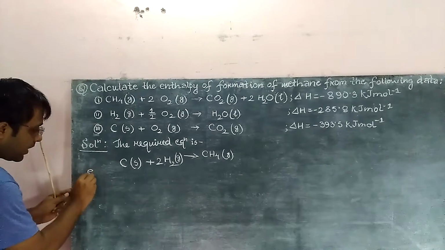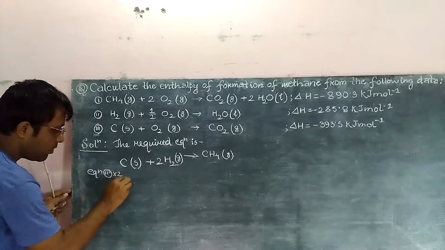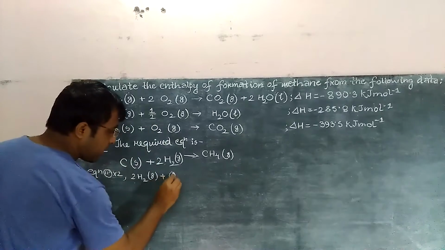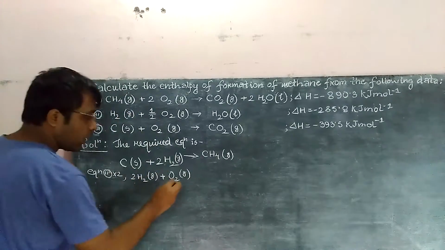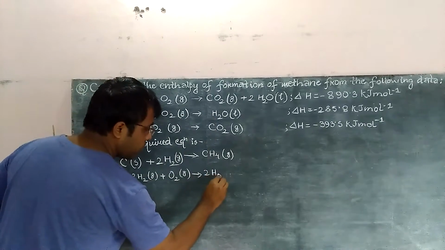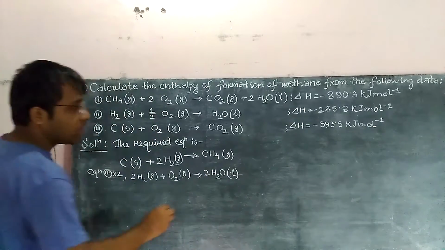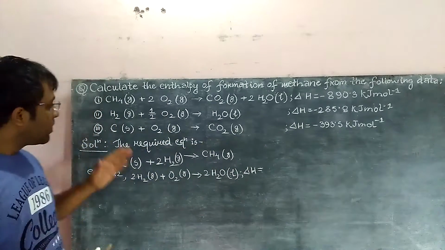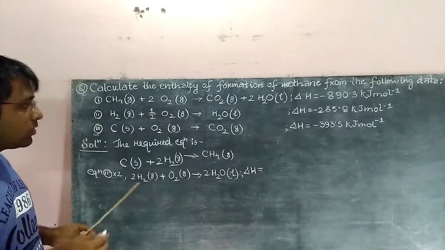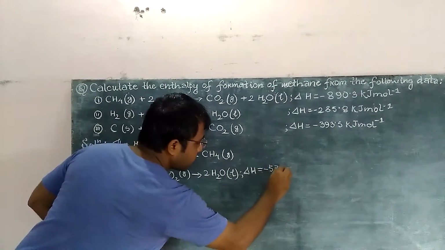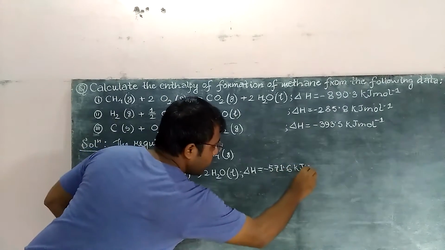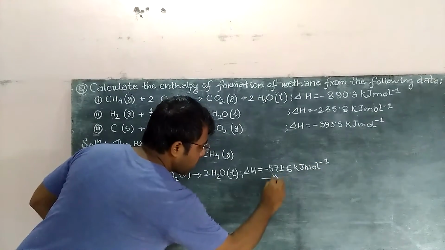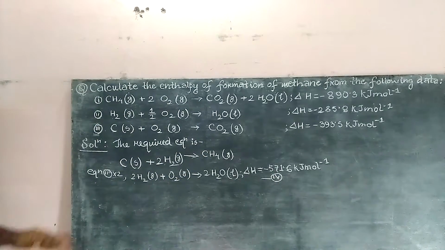So let's do one thing. Let's multiply equation 2 by 2. So what will we be getting? 2H2 plus, here we'll be getting O2, isn't it? 2 into half gives us 1 O2, arrow, 2 into 1, 2H2O. We'll be getting liquid. And this enthalpy will also be multiplied by 2. Remember, the complete equation will be multiplied by 2. So, the new value of enthalpy will be minus 571.6 kilojoule per mole. And let's assign this as equation number 4, because this is equation number 3.